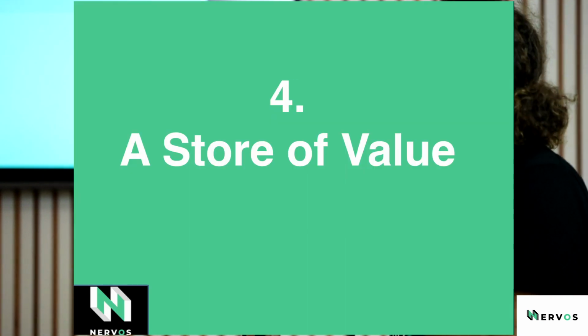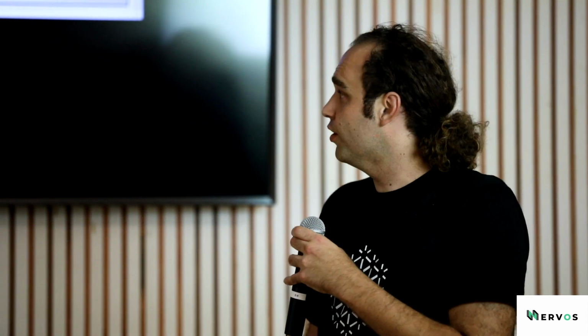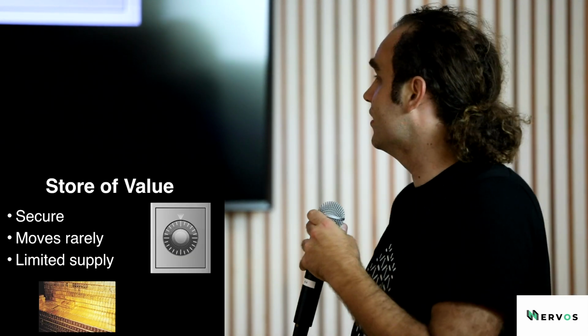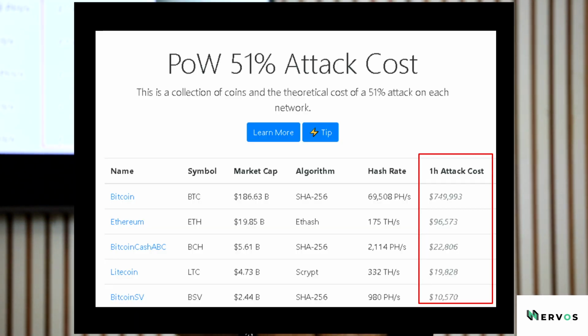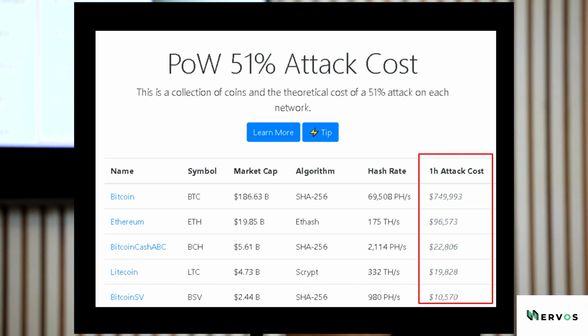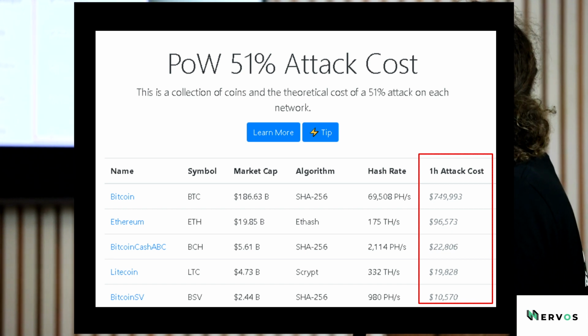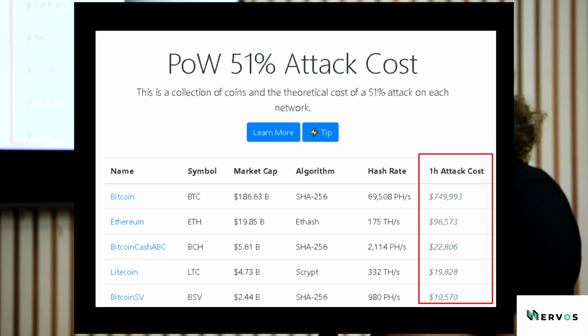Number 4, a store of value. So a store of value is something that's secure, it moves rarely, and it has a limited supply. So with a store of value chain, you can see you have a very high attack cost. Now, why is the cost to attack Bitcoin $750,000 and the cost to attack Ethereum only $100,000?